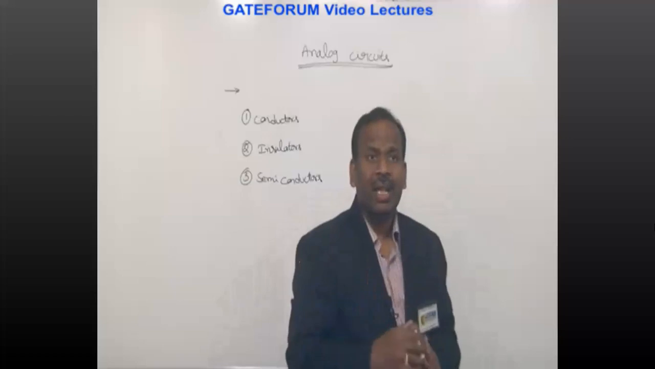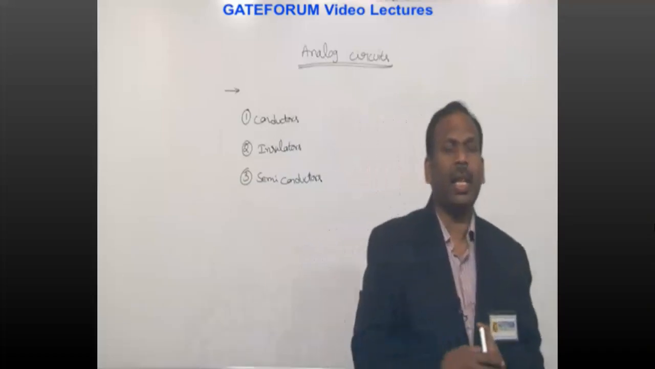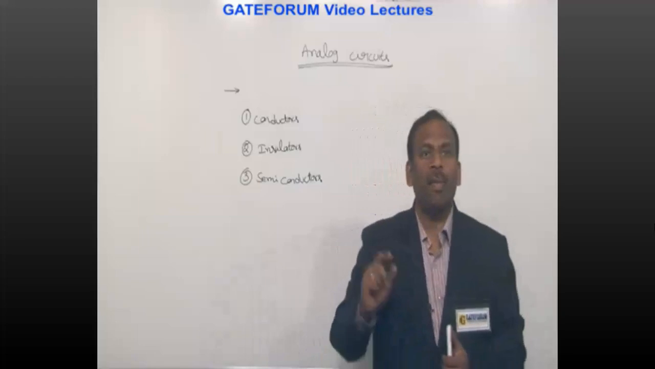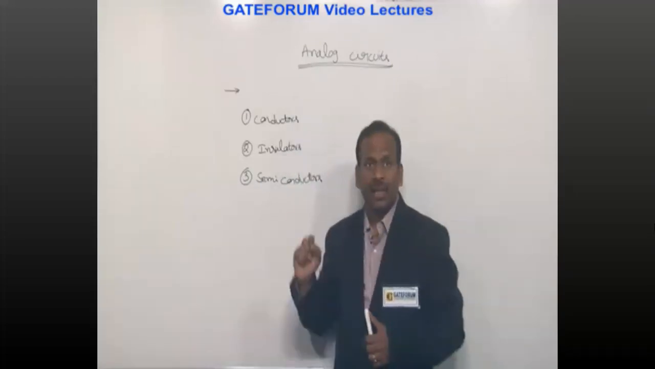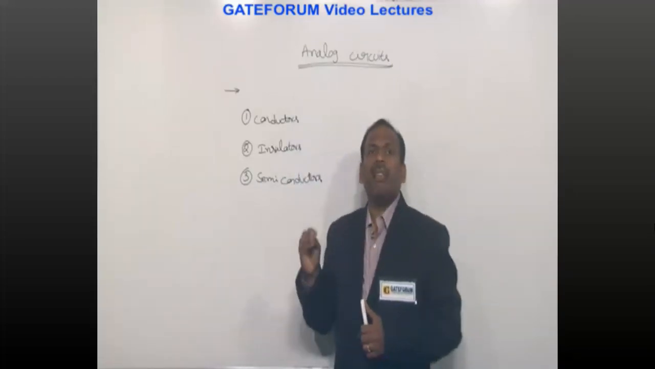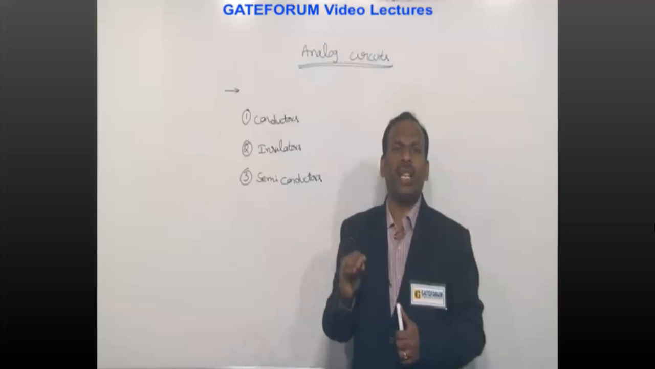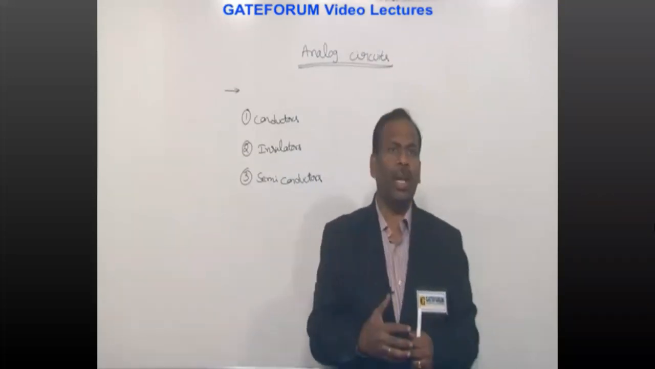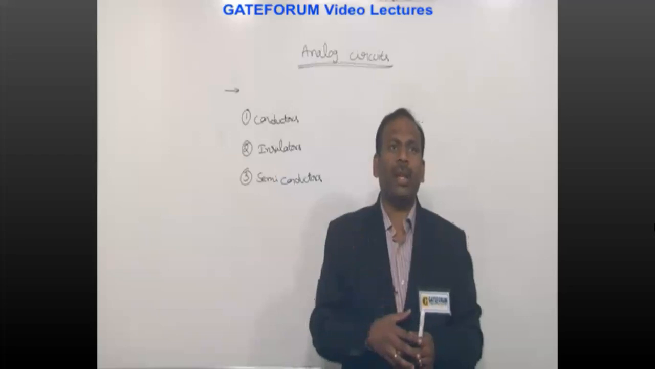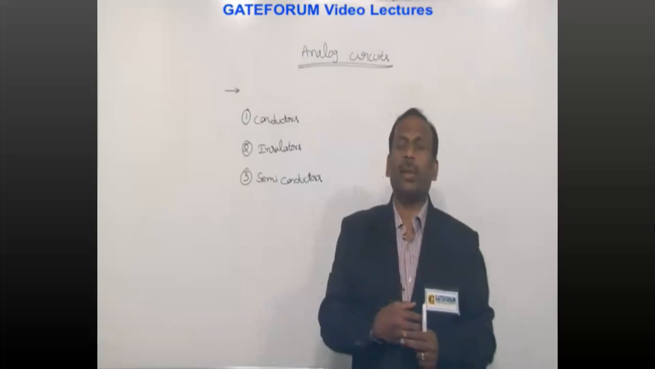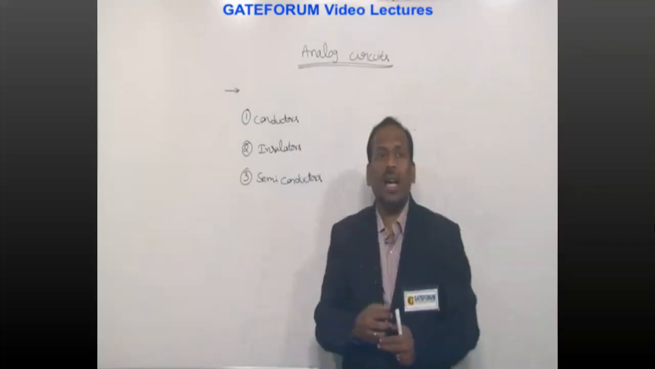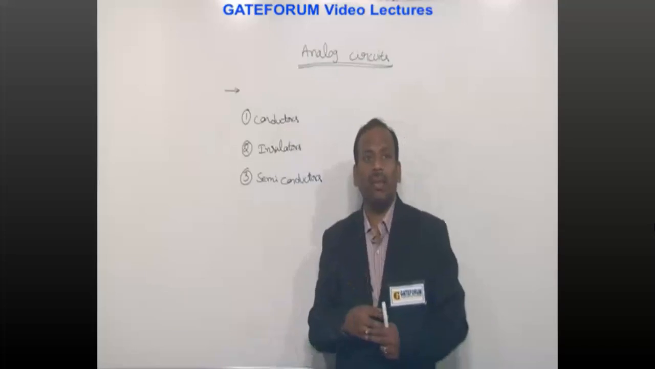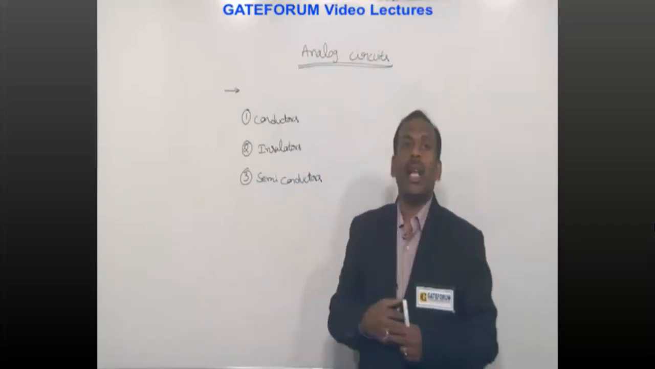Based on the electrical conductivity, materials are classified into three categories. The first one is conductors. That means they will conduct current heavily because the number of free electrons available is huge. Therefore, at room temperature also there exists a current. Examples for conductors are all the metals. All metals come under the category of conductors.